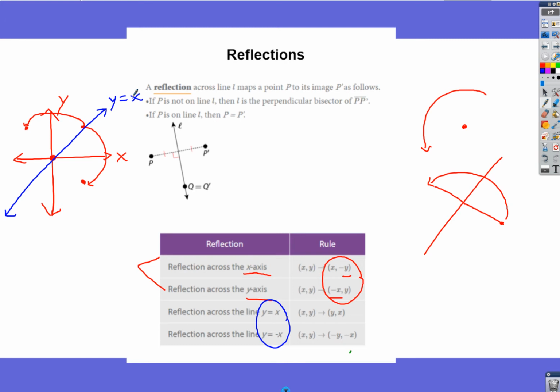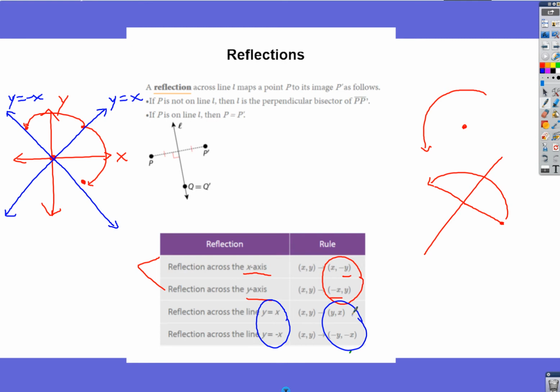This is y equals x. The line, because that's what an axis is, a line, y equals negative x, also passes through the origin diagonally at a 45-degree angle. But now this one goes up and to the left and down and to the right. And these can also act as axes of reflection. So now let's compare and contrast those two rules.